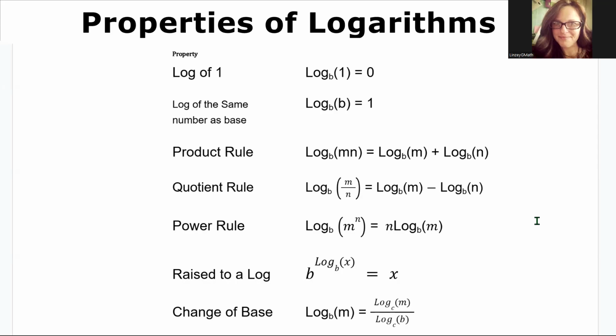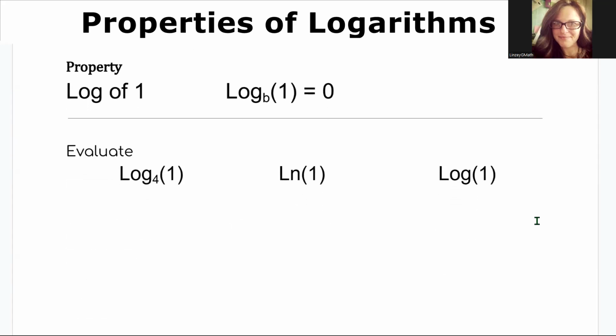We're going to go through a couple of examples of each of these properties. Log of 1. Log base b of 1 is equal to 0. If we rewrite this logarithm using exponential form, you get the base b raised to the 0 power. The answer to a logarithm is the exponent, and anything to the 0 power is 1.